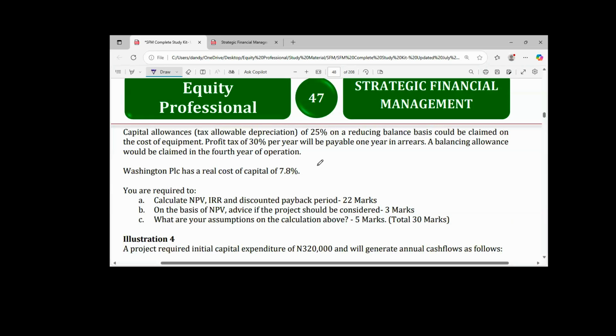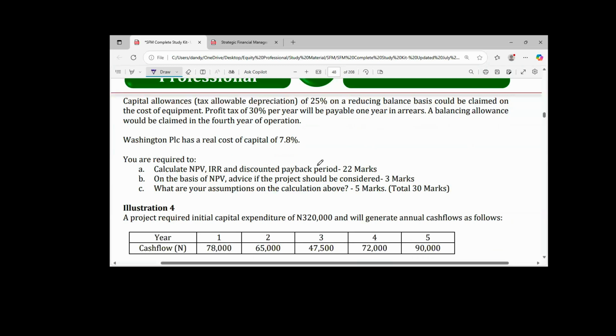You're required to A. Calculate NPV, IRR, and discounted payback period, 22 marks. B. On the basis of NPV, advise if the project should be considered, 3 marks. C. What are your assumptions on the calculations above, 5 marks, total 30 marks. Thank you, Diamond. Yes, that is the question.